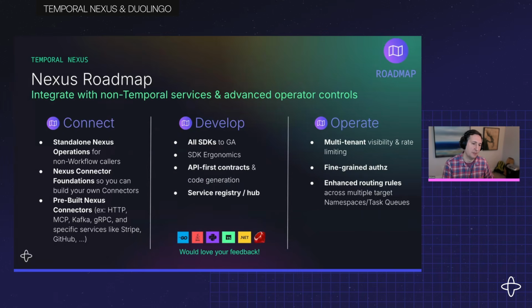So in summary, across these buckets, you can connect today across workflows within Temporal. Standalone Nexus Ops brings that to non-workflow callers. We've got the connector foundation, so you can build your own connectors using those capabilities. And then we'll be building some as well, and would love to partner with y'all in the community on building these connectors together. All the SDKs are basically going to GA in the near future.